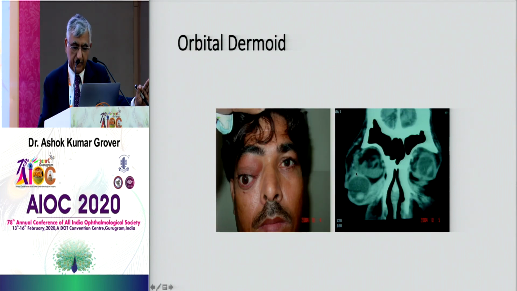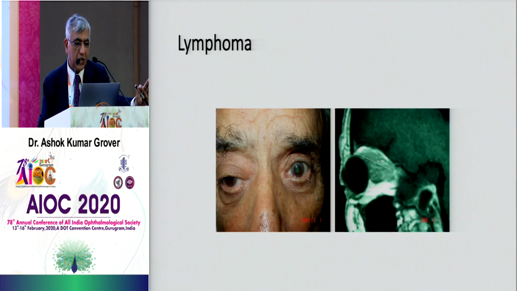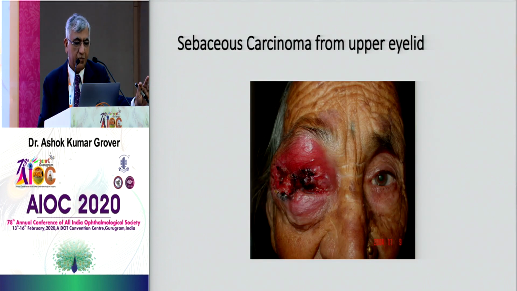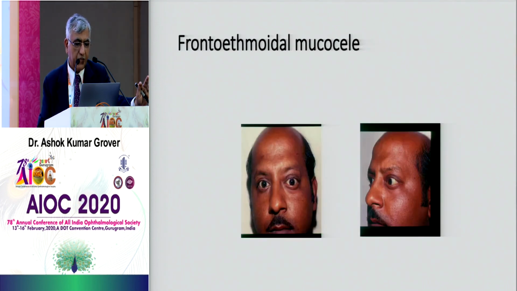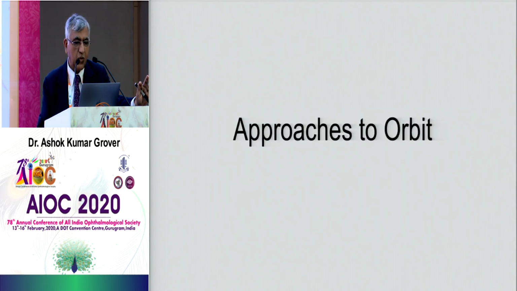Orbital dermoids may present in adults, neurofibromas, schwannomas, lymphomas in the elderly. So these all need to be looked at. You have to look at the specific age group. You have to look at the kind of pathology that you see on imaging to make a differential diagnosis in your mind before you decide on the management. Lid tumors, frontoethmoidal mucoceles, tumors from the frontal sinus may all come into the orbit. Pathologies in the maxillary sinus, they may all affect the orbit.